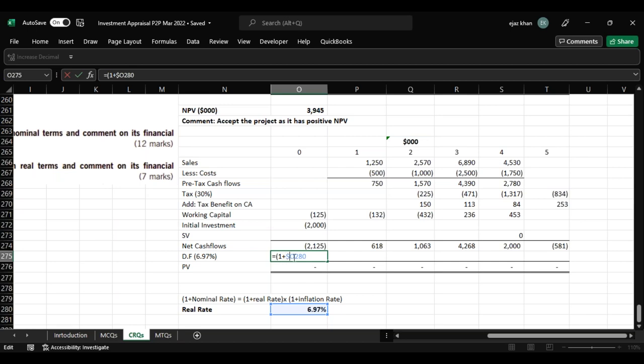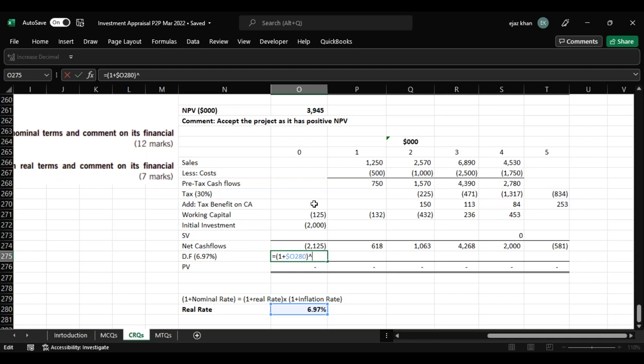Since I don't want it to change the column from O to P, I have just placed the dollar sign before the column label, that is O. And if I don't want it to change the row, I have to place the dollar sign before the row number as well. But I don't need to do it at the moment.